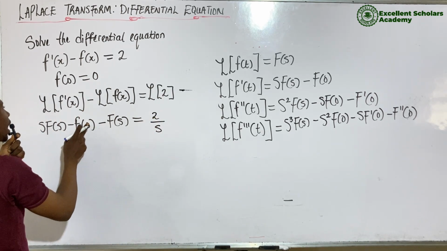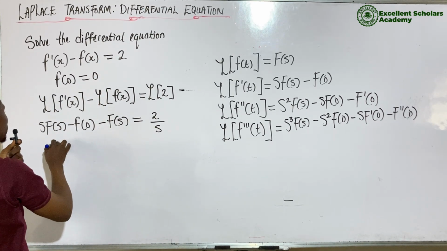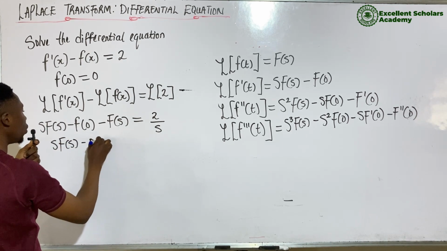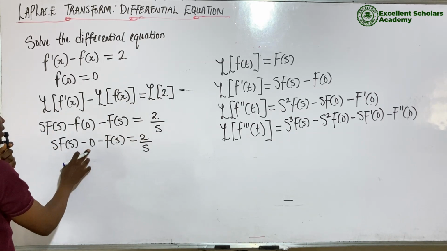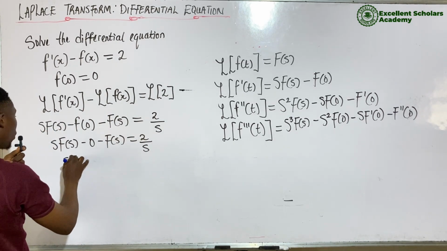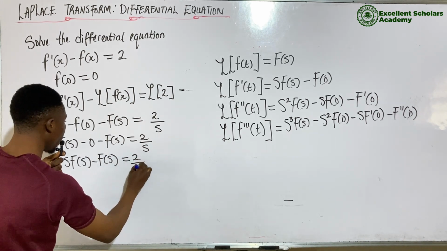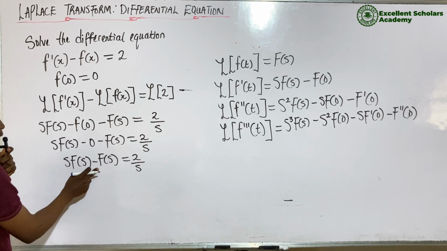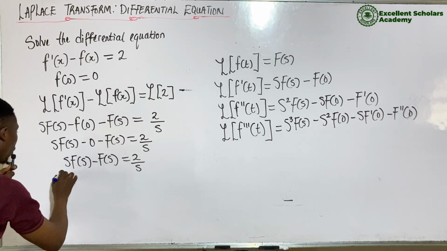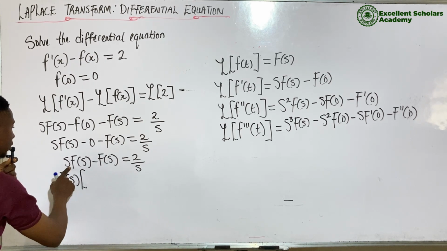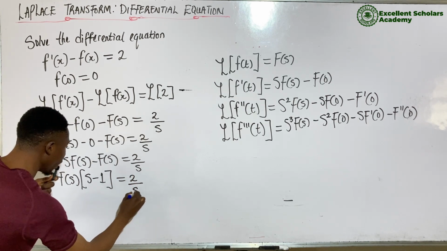Now we are given here that f of 0 is equal to 0. So anywhere we see f of 0, we replace it with 0. This becomes s F of s minus 0 minus F of s is equal to 2 over s, which becomes s F of s minus F of s is equal to 2 over s. If you notice, F of s is common, so bring it out. This is going to become F of s into s minus 1 is equal to 2 over s.